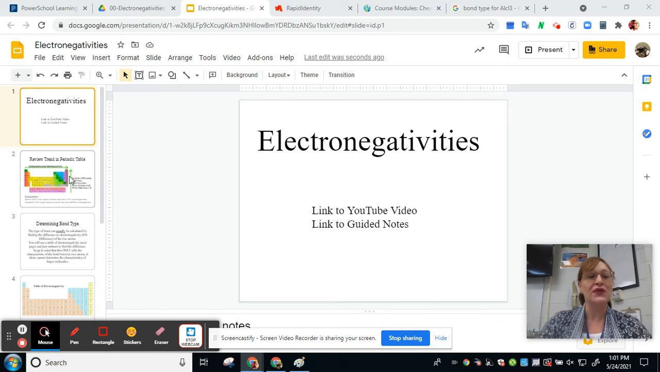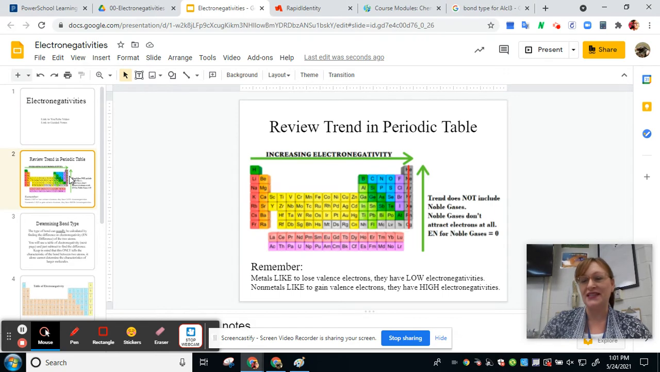Electronegativities. So let's review the trend in electronegativities that we've learned about the periodic table. What we've learned is that as you go down a column in the periodic table, like this alkali metal column, lithium, sodium, potassium, rubidium, cesium, and francium. So go down the column.